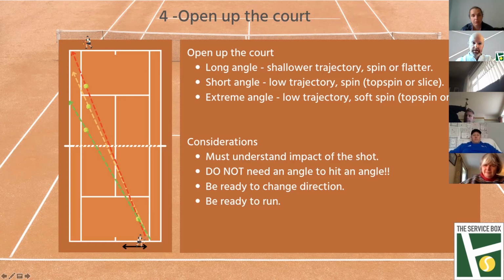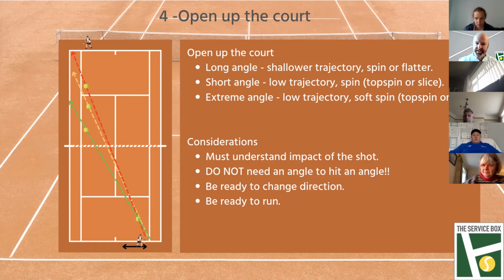You went cross court. Maybe they try a short angle, but they hit it too flat and it goes in the tram line. So you say, right, if you want to hit the short angle, you need to increase the spin. If you want to hit the extreme angle, you need to be much more soft with the ball.